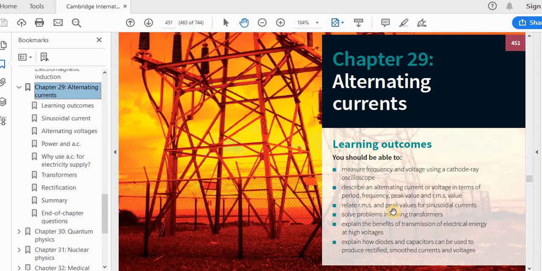So r.m.s and peak values for sinusoidal currents. We already saw that peak value I showed you, and also r.m.s. We will see the details afterwards.